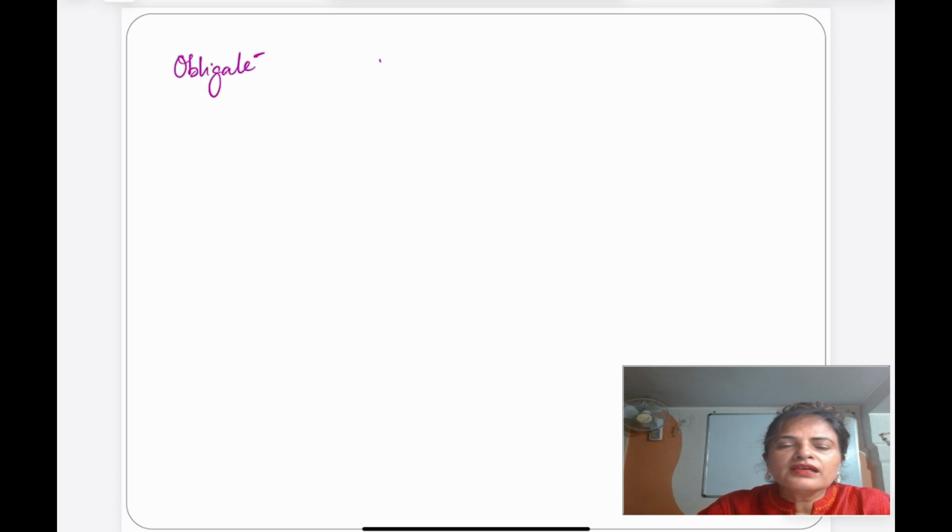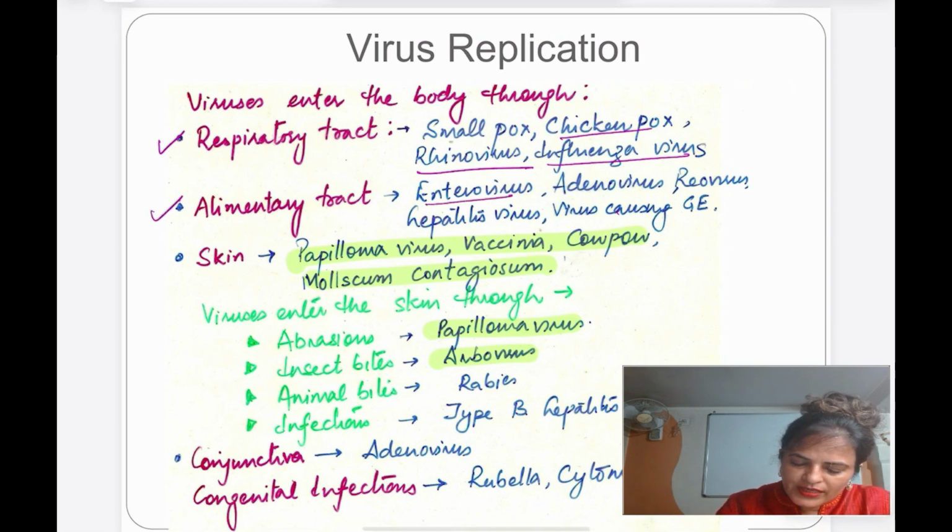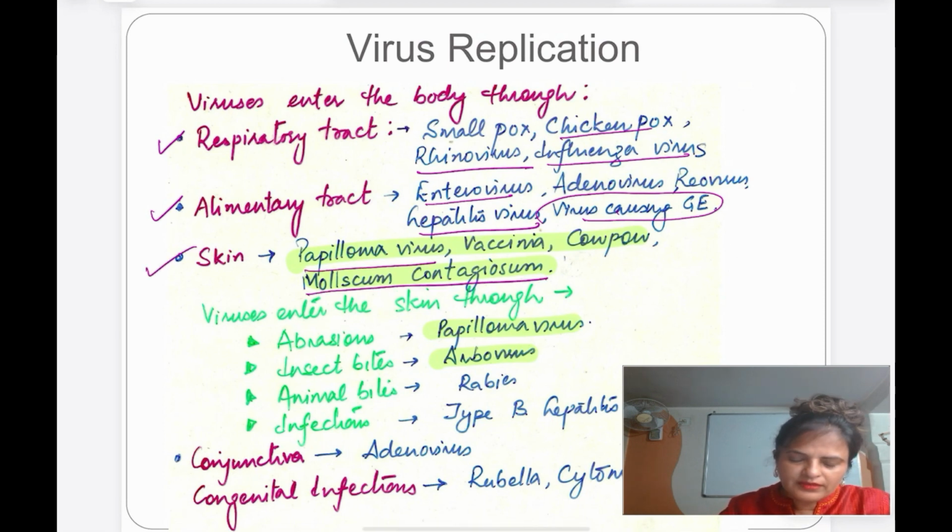Suppose it is a mammalian cell. How are they going to enter the mammalian cell? Either through the respiratory tract, like the chickenpox virus, influenza virus, and rhinovirus, or through the GIT, like enterovirus, hepatitis virus, and various viruses causing gastroenteritis. Even through the skin, like papillomavirus and molluscum contagiosum, through the conjunctiva, like adenovirus, and even by vertical transmission, like rubella and cytomegalovirus.